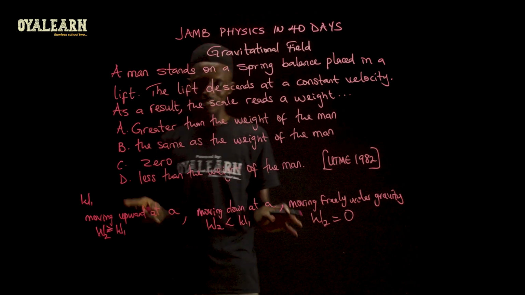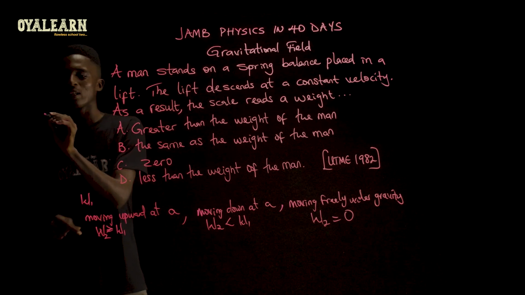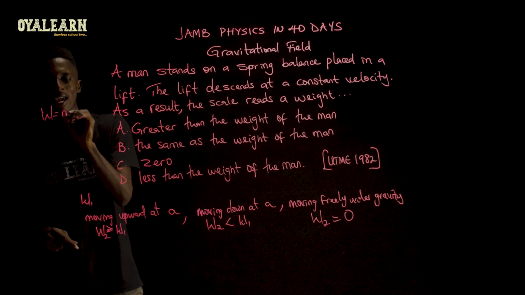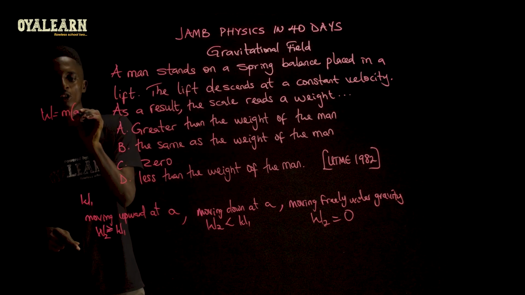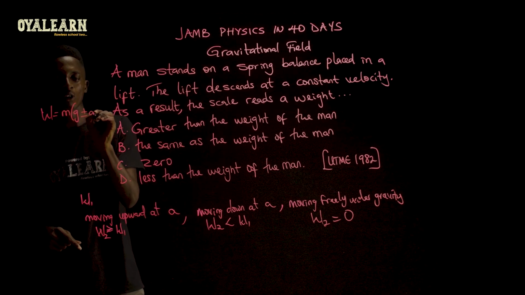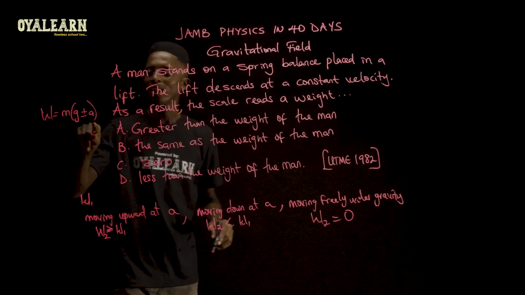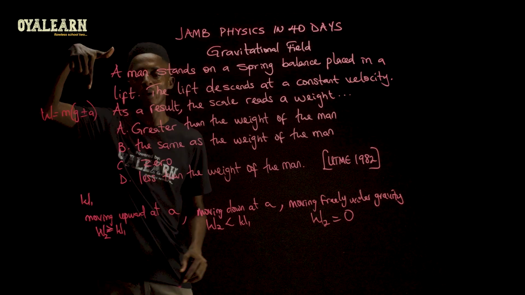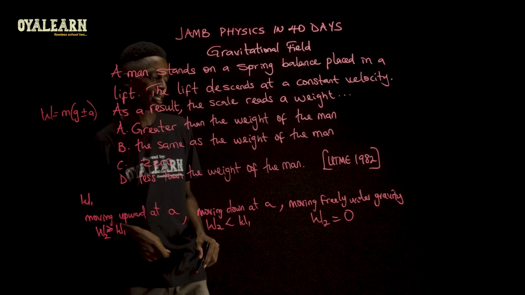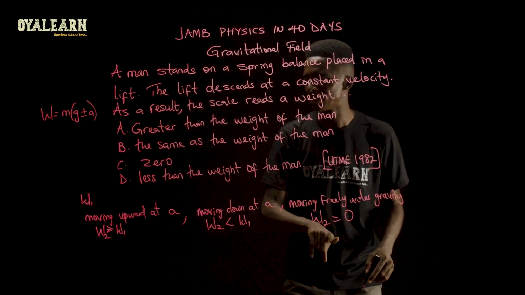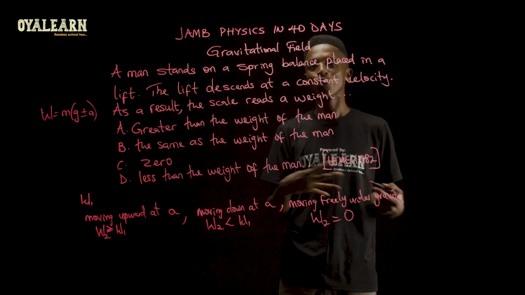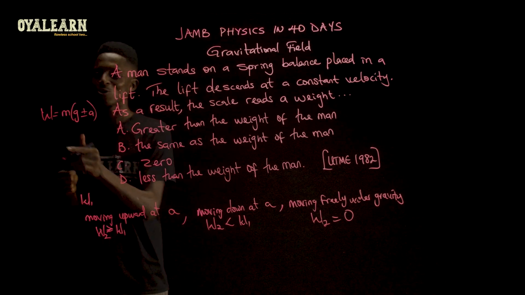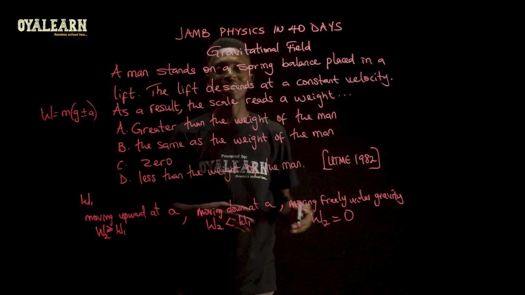Why this is like this is because your weight in an elevator is given by W equals M into G plus or minus A, where we apply addition when it is moving upward, but subtraction when it is moving downward. And by the time you are moving freely under gravity, the acceleration at that point is equal to G. And when you do G minus G, you get 0. So that is why it becomes weightless at that point.